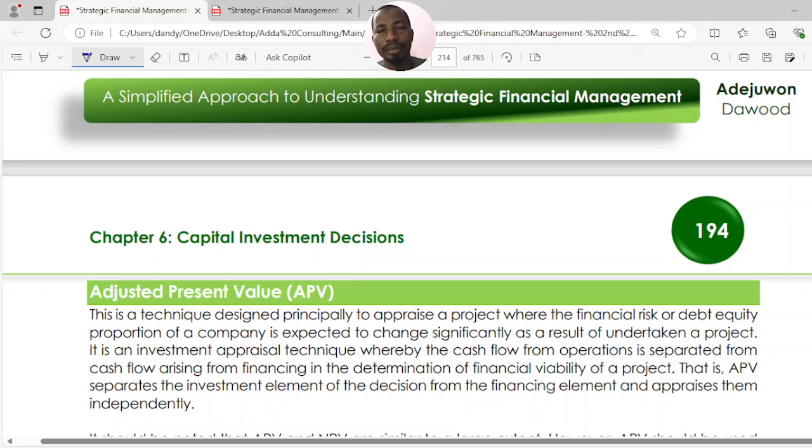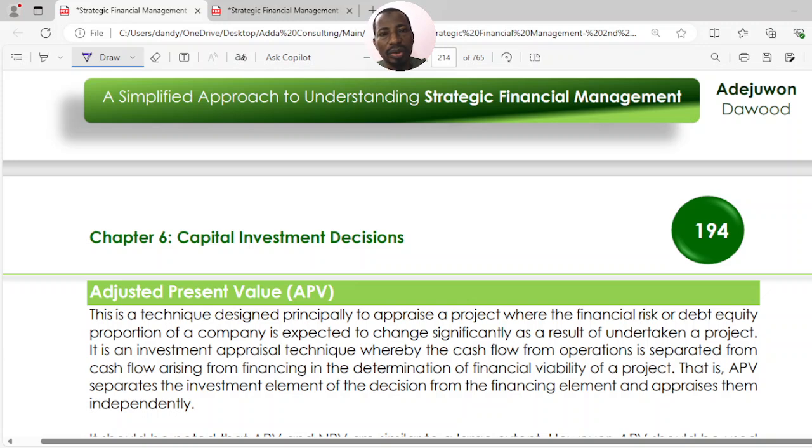Hi everyone. In today's class, we are going to be dissecting adjusted present value, APV, a very challenging but very interesting topic in strategic financial management. Of course, APV is embedded under capital budgeting. However, I will take my time to explain the underlying concepts and procedures involved in determining financial viability of a project using adjusted present value.